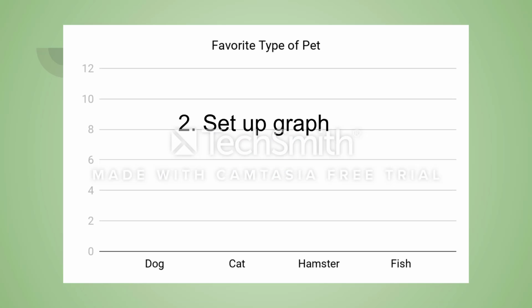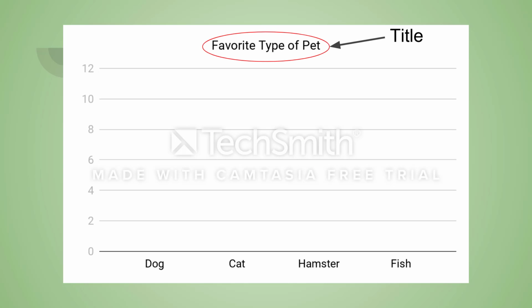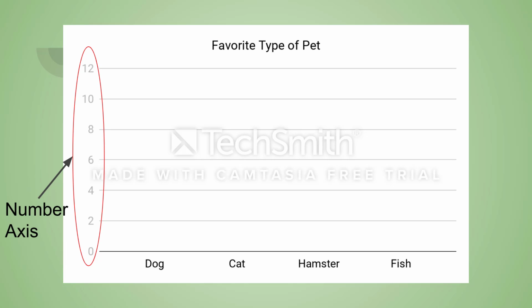So now we have to set up our graph. The first thing we have to do when we set up a graph is we have to put our title. The title tells the person who's reading the graph what they're going to learn from the graph. So for this graph, we're learning about what the favorite type of pet is. So that's our title.